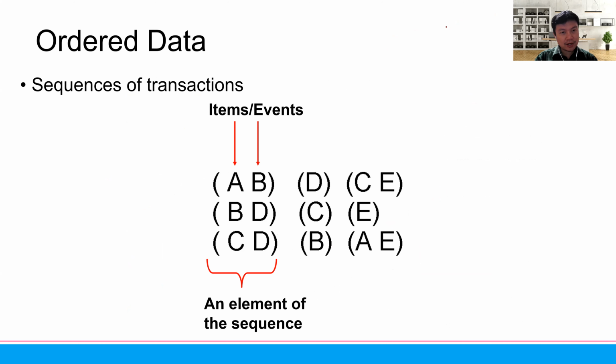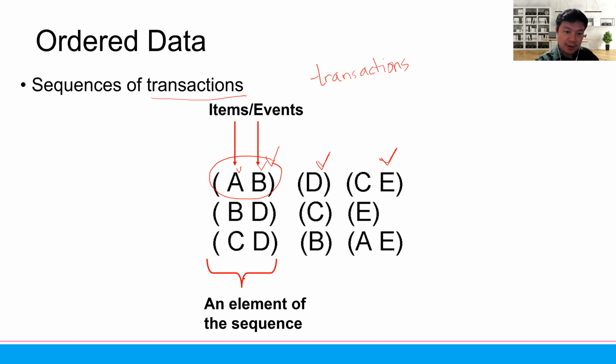Then another kind of data can be order data. If you know about market basket analysis, in the previous data we saw transaction data, which means only one single transaction. But if we want to know many transactions, let's say this is the transaction on Monday, this is Tuesday, and this is Wednesday. On Monday there are two items, A and B. On Tuesday there is one item, D. On Wednesday there are two items, C and E.